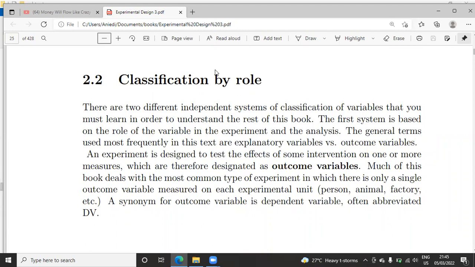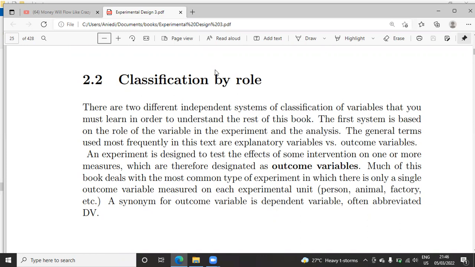Now, classification by rule. There are two different independent systems of classification of variables that you must learn in order to understand the rest of this book. The first system is based on the role of the variable in the experiment and the analysis. The general terms used most frequently in this text are explanatory variables versus outcome variables.